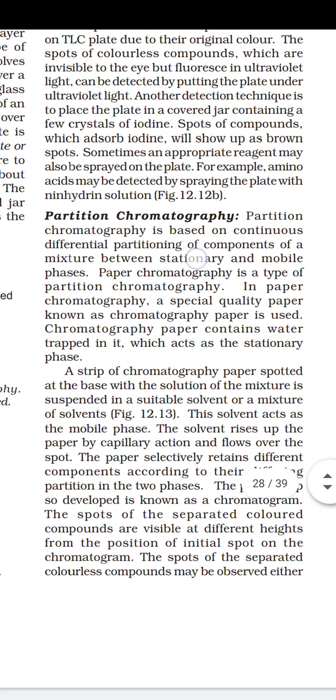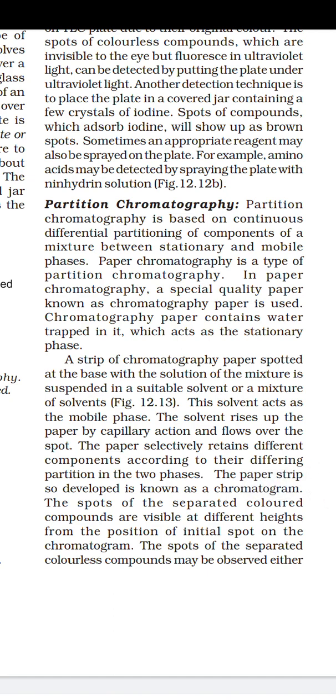Partition chromatography is based on a continuous differential partitioning of the components of a mixture between the stationary and the mobile phases. Paper chromatography is a type of partition chromatography. In paper chromatography, a special quality paper known as chromatography paper is used. Chromatography paper contains water trapped in it, which is the stationary phase.